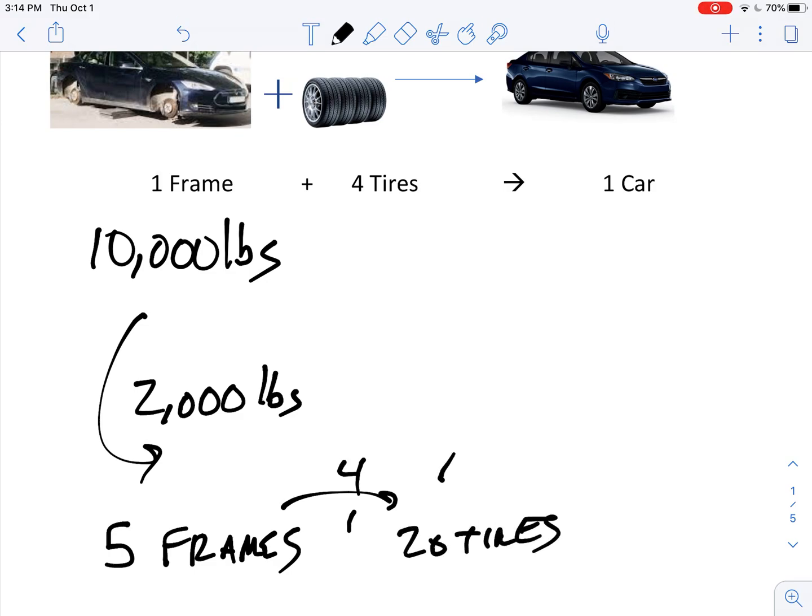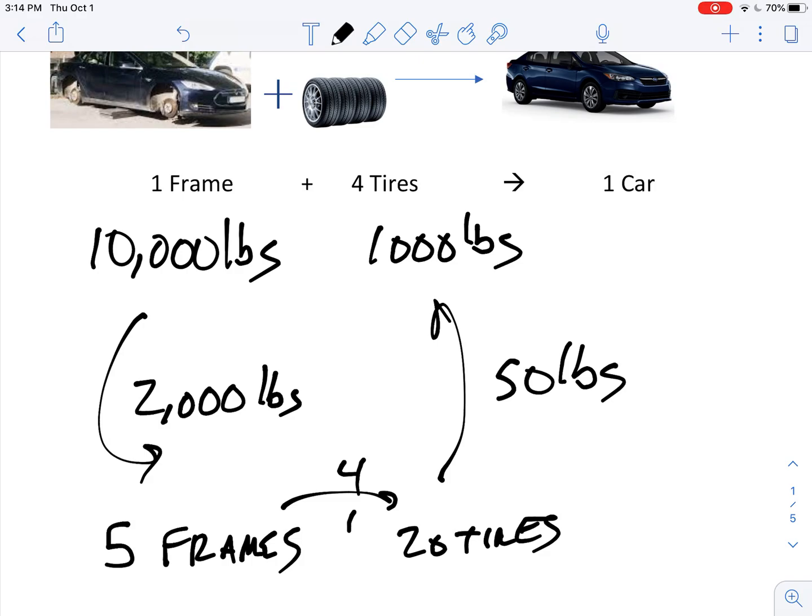But let me ask you this. Does a tire weigh 2,000 pounds? Not on any car that I've driven, right? Maybe Fred Flintstone's car back in the day, right? But probably not. Let's just say, for the sake of argument, that every tire weighs 50 pounds. Well, if I have 20 tires and I have 50 pounds for each tire, then 20 at 50 is going to get me 1,000 pounds of tires.